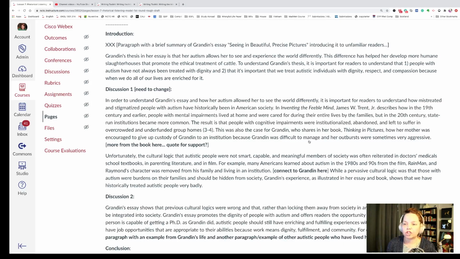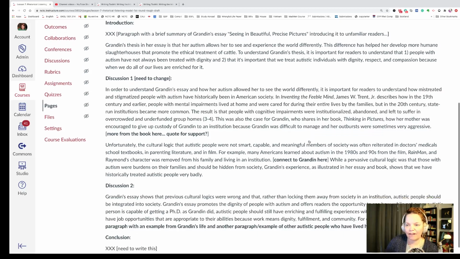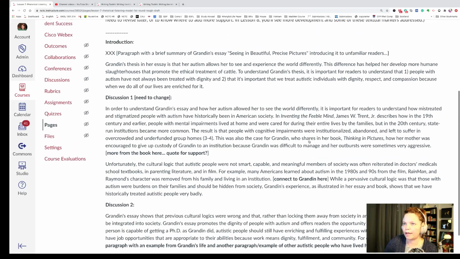They should have job opportunities that are appropriate to their abilities because work means dignity, fulfillment, and community. For example, and this is where I would probably need to finish this paragraph with an example from Grandin's life, and maybe then another paragraph, for example, of other autistic people who've lived happy and healthy lives. And then I would have my conclusion, which I still need to write.